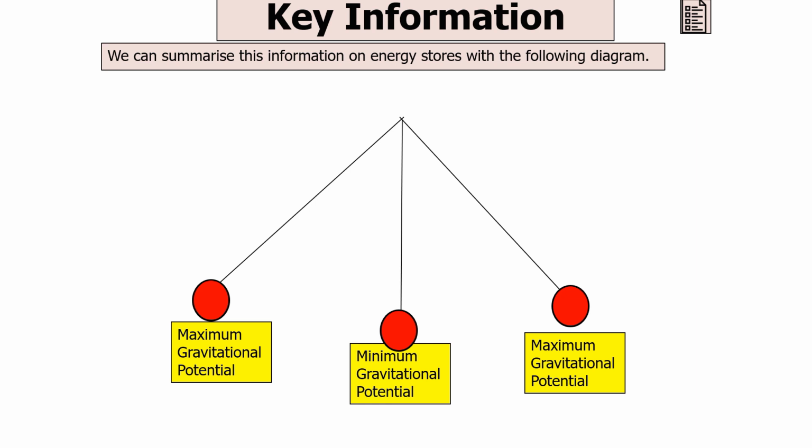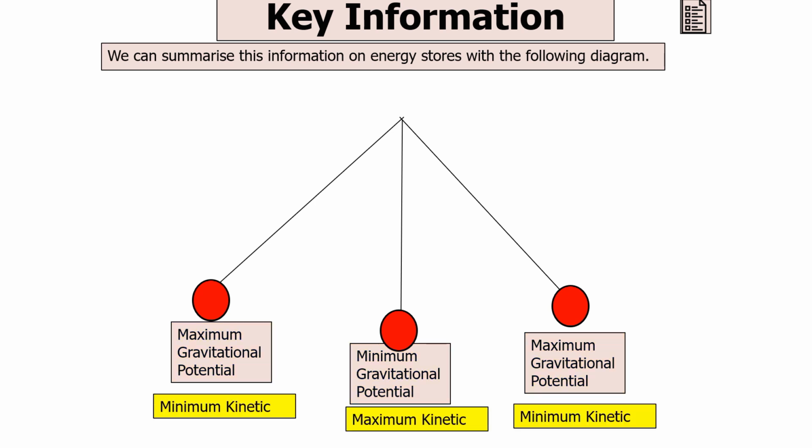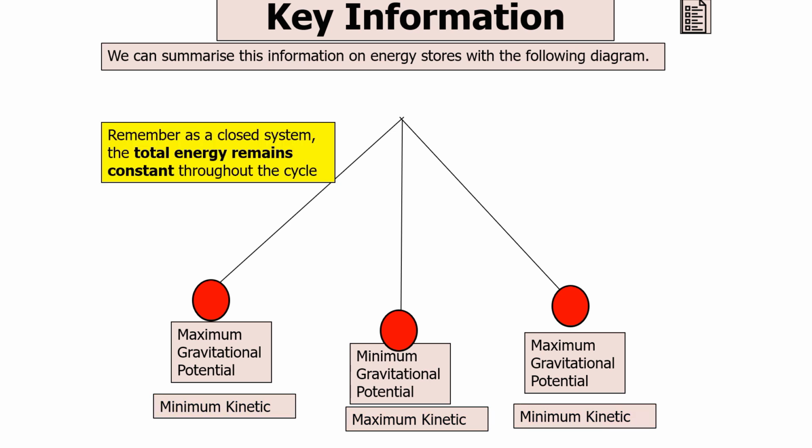You can see where you've got the maximum gravitational potential energy store at the maximum displacements and a minimum gravitational potential energy store at equilibrium. This is then opposed by the kinetic energy store, which is the minimum at the maximum displacement and maximum at equilibrium. Now remember, as it's a closed system, the total energy remains constant throughout the cycle.